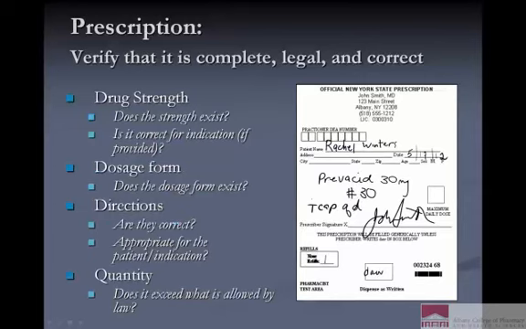Next, check the drug strength. Is it a strength that exists? Is it correct for the indication if an indication is provided? Also look at the dosage form and make sure that the dosage form is something that does exist. Next, check your directions. Are they correct? Are they appropriate for the patient age? Are they appropriate for the indication if one is listed? Check the quantity and make sure that it is something that is allowed by law, especially if the prescription is a controlled substance.